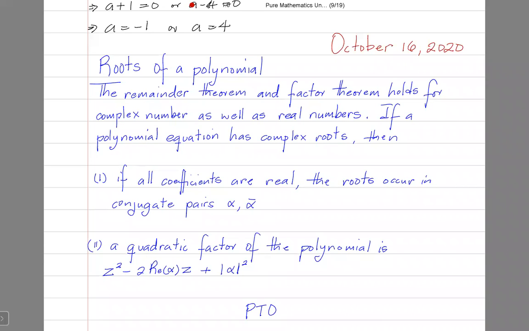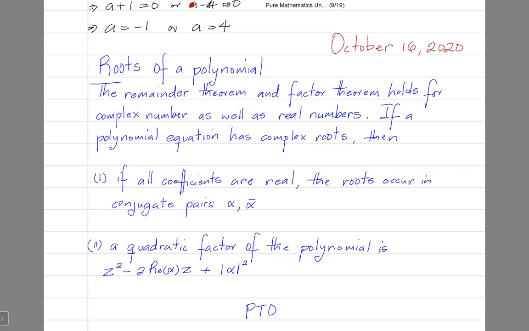All right, so October the 16th, 2020, we're looking at roots of a polynomial. And here we're told that the remainder theorem and the factor theorem hold for complex numbers as well as real numbers. If a polynomial equation has complex roots, then one, if all the coefficients are real, the roots occur in conjugate pairs. All right, so we'll get a chance to see that in action. What it's saying is that if the coefficients are real, then the roots occur in conjugate pairs. What else?